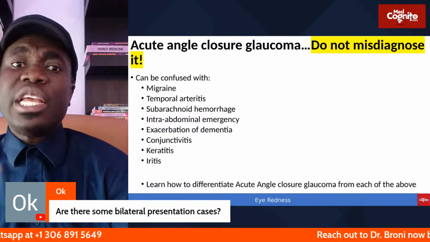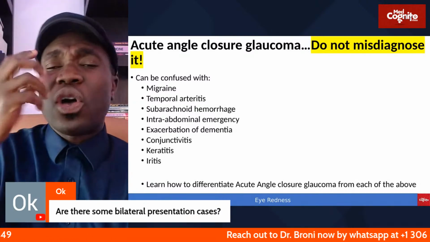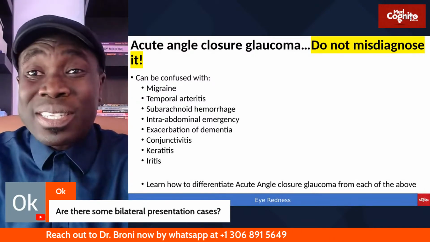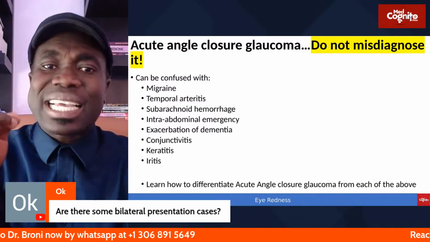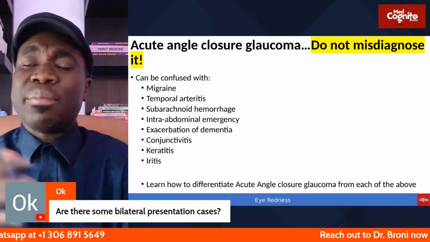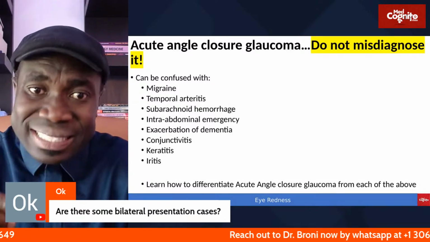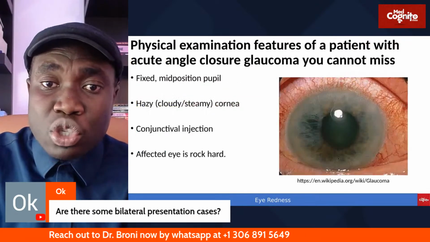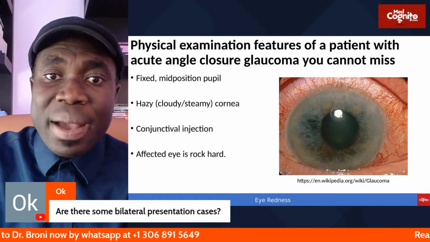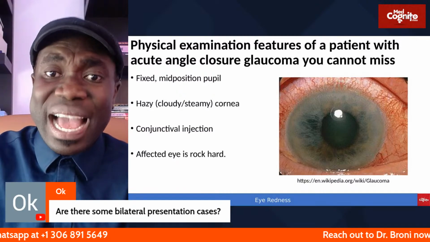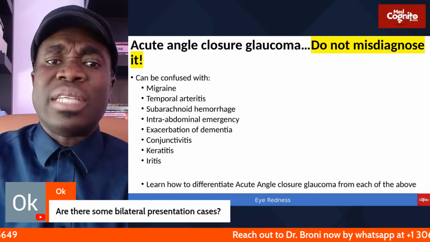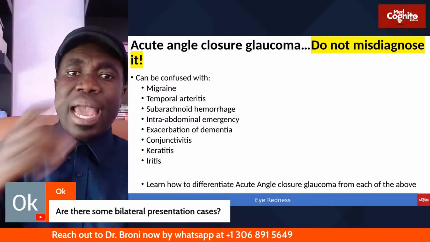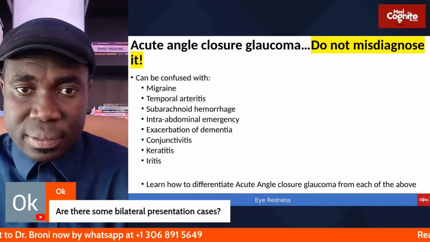And then it could also be an intra-abdominal emergency. Why? Because acute angle closure glaucoma can also cause some form of abdominal pain and nausea. And it can also be confused with exacerbation of dementia, as well as conjunctivitis. Why? Because if you remember the picture I showed you, you see the haziness and the red eye. So some people will say, oh, it's just conjunctivitis. It can also be confused with keratitis, and it can be confused with iritis.